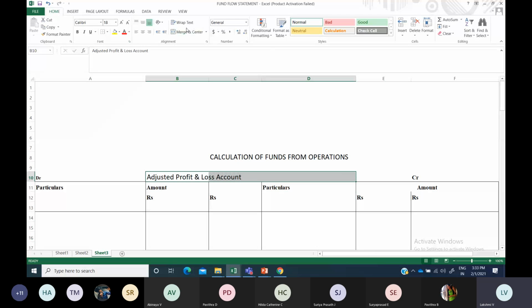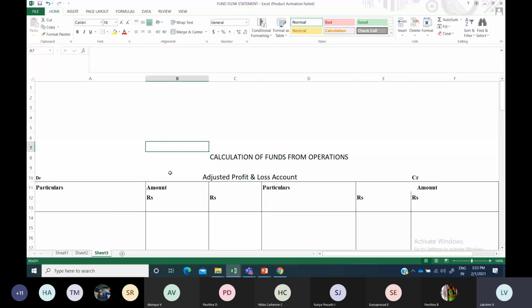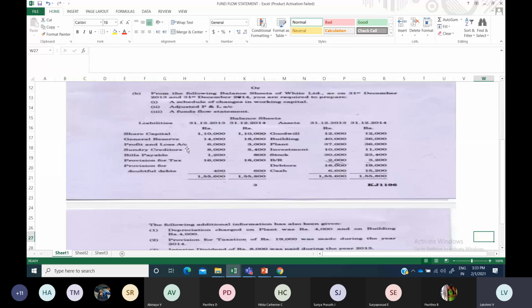So under that, your first item is actually the profit and loss account. They have given the profit and loss account under the liability side, so that will be your first item. So how do you have to enter this amount? This is the opening balance and this is the closing balance. Opening balance is 6,000 and closing balance is 3,000. So this amount has to be entered here.